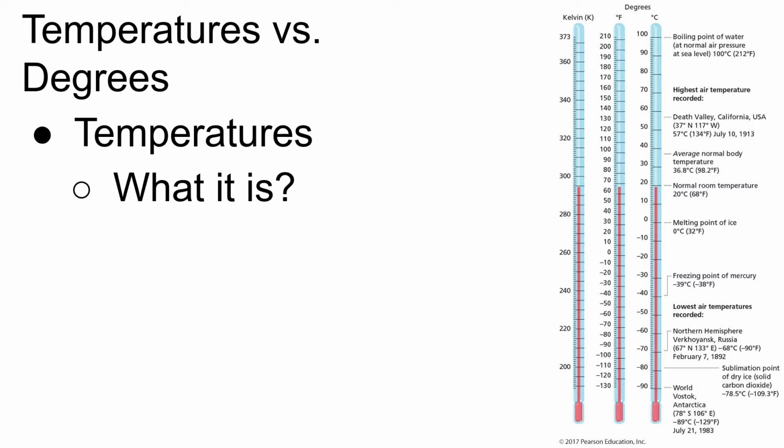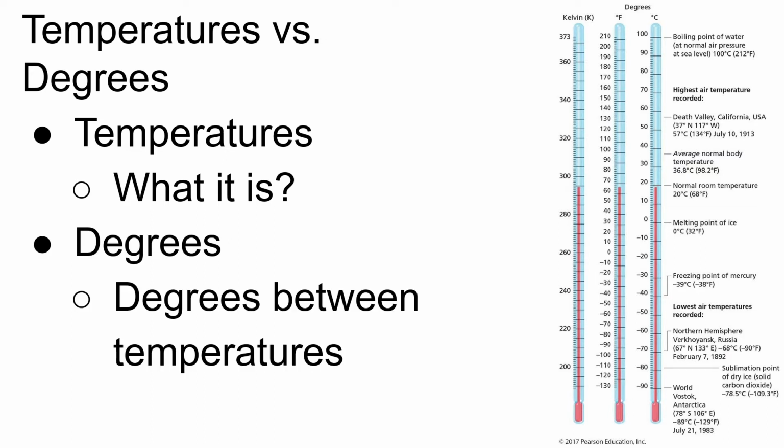A temperature is just what it is, or what it was. For example, 65 degrees Fahrenheit or 19 degrees Celsius. Those are temperatures. Degrees are the number of degrees between two temperatures. Now, there's nothing else that you have to deal with this except temperatures, so I'm just going to continue and things are going to get a little bit weird for a minute.